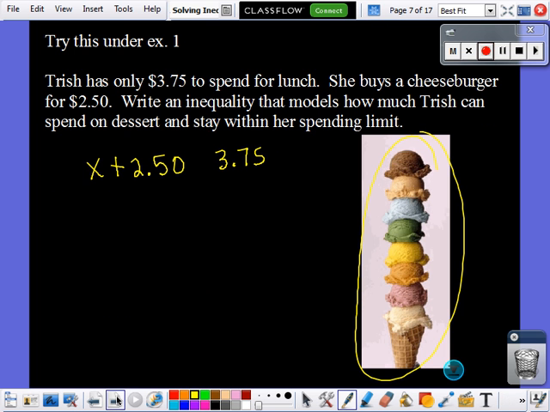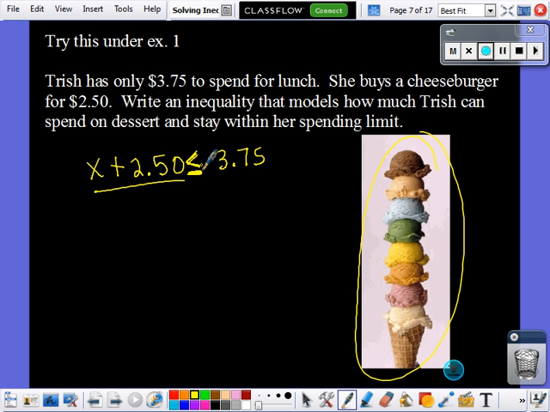Alright, so when you do this one, this is the dessert, this is the cheeseburger, and the amount you spend had better be less than or equal to $3.75. So okay, less than or equal to. How did you calculate it was less than or equal to? Because what I spend has got to be less than what I have. I can't spend more than what I've got. It could be equal to what I have. It could be less than what I have, but it can't be more than what I have.